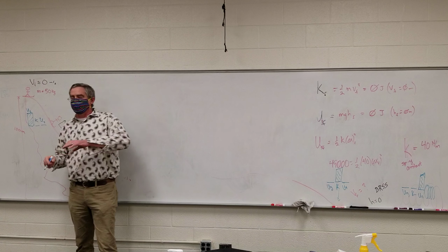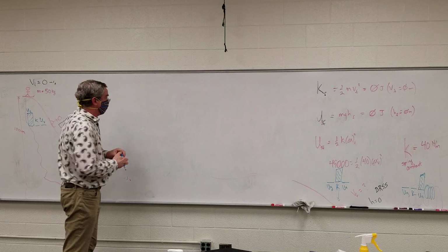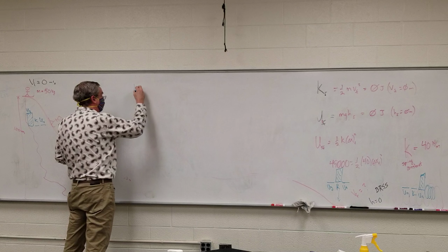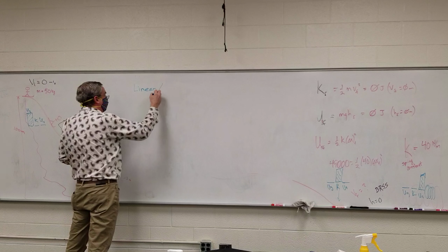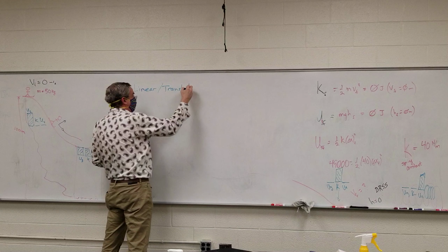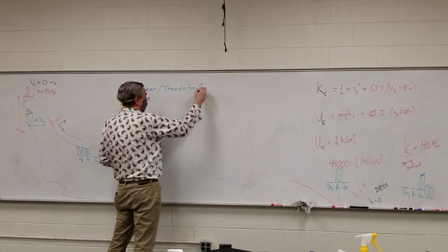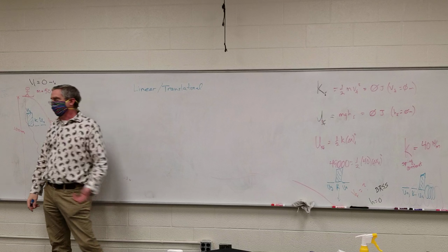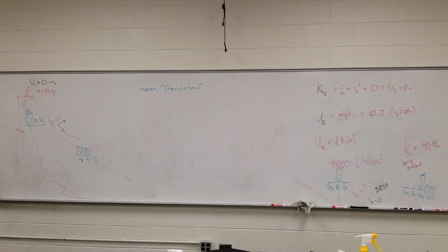So far, we have dealt with linear or translational motion. Linear and translational mean the same thing. I think I haven't used the word translational before, but there's another term, and occasionally you run across it. Translational motion is the same as linear motion. The center of mass moves, or some object moves from one point to another.